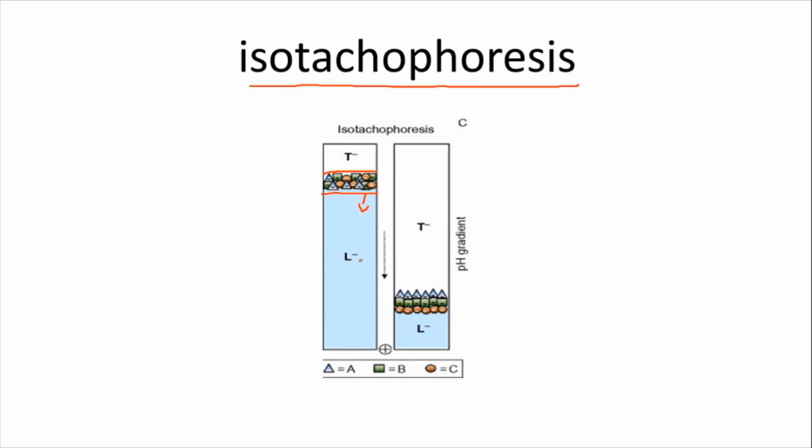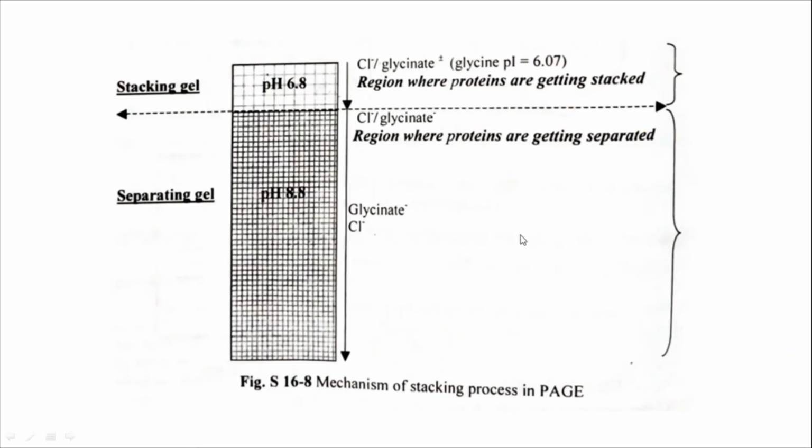Then the setup immediately enters the separating gel. When it reaches the separating gel at pH 8.8, the glycinate ions are completely ionized, because they have entered a basic pH. The chlorides also move faster in the separating gel. Once the glycinate ions are ionized, they migrate faster than the slow, medium and fast migrating proteins, so they go to sit just below the chloride ions.